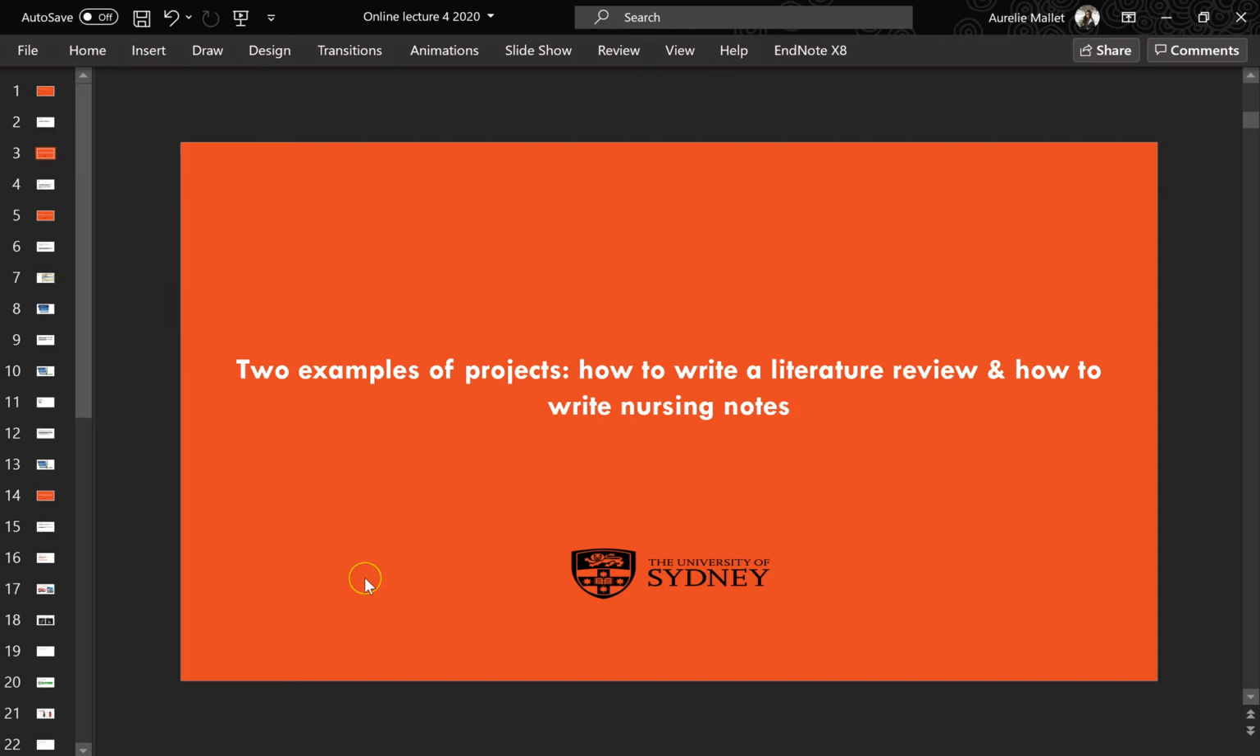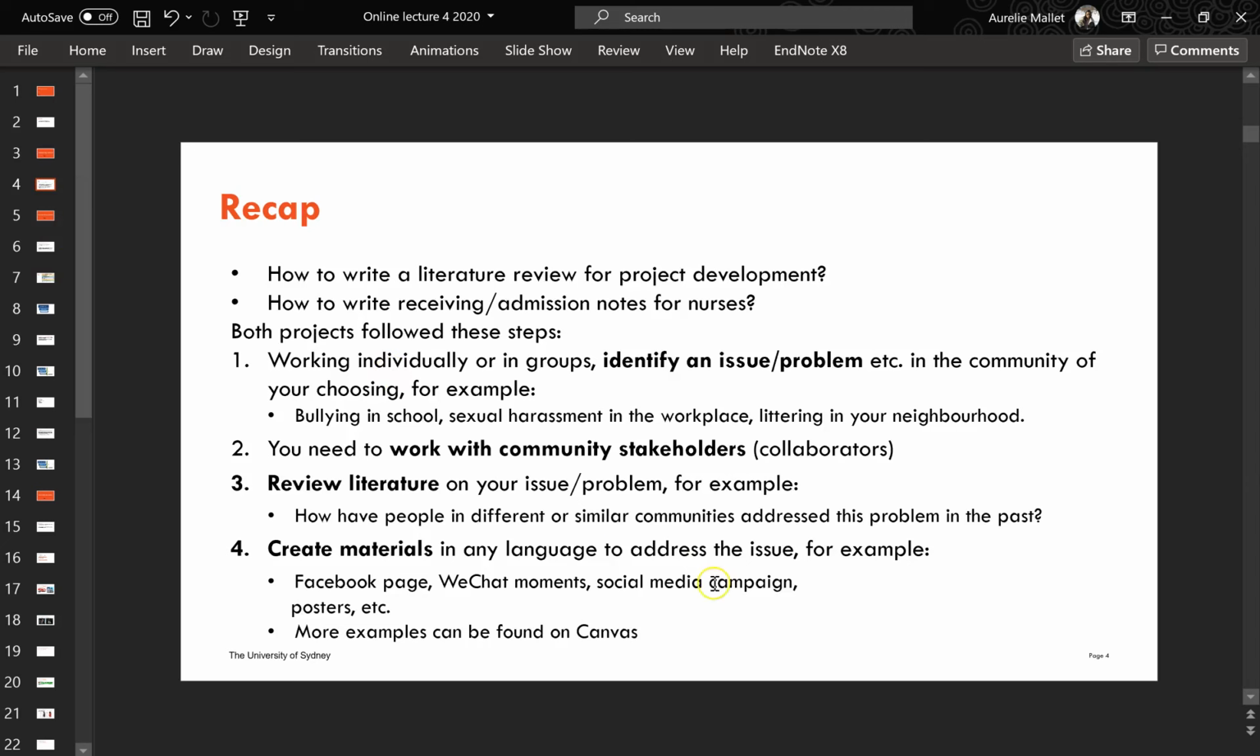So let's look at the two examples we talked about last week. So how to write a literature review for project development and how to write nursing notes. So essentially I showed you guys how for these two class projects that the students had to do in educational linguistics, they use the same steps that you guys will be using for your own project for this semester.